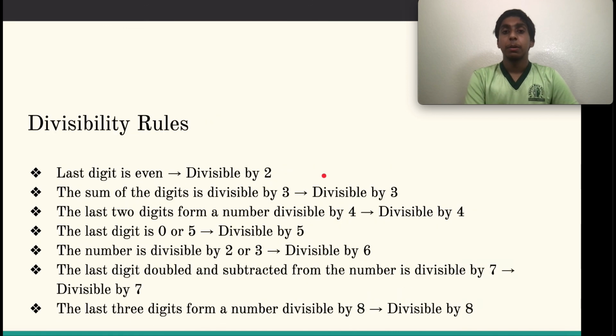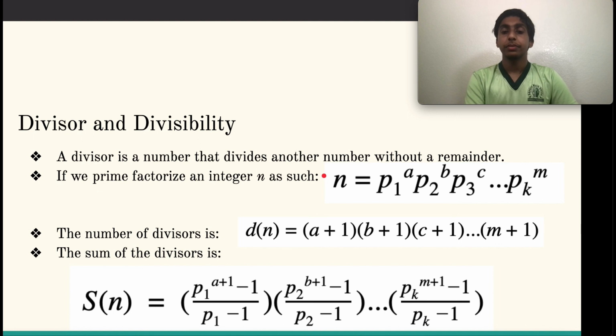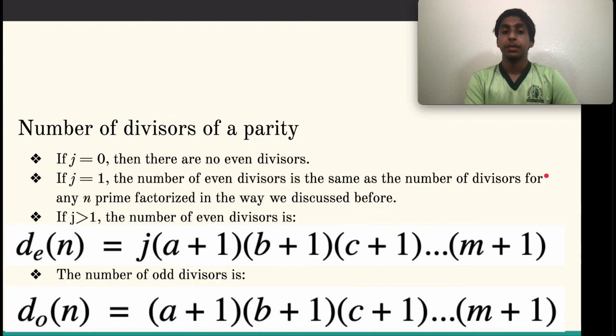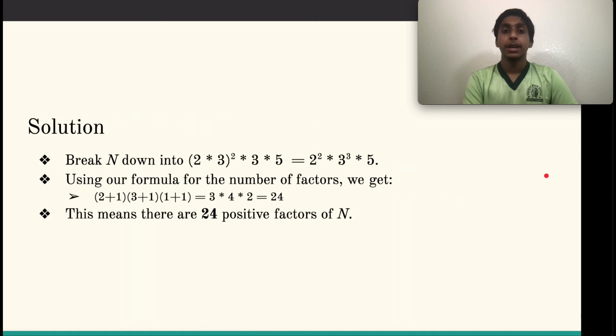Now, what is our formula for the number of factors? Our formula is (a plus 1) times (b plus 1) times (c plus 1) and so on until n plus 1. Basically, all the powers of the prime factors plus 1. So in my problem, the first power is 2, the second power is 3, and 5 has a power of 1. So (2 plus 1) times (3 plus 1) times (1 plus 1) is 3 times 4 times 2, which is 24. This means there are 24 positive factors of n.